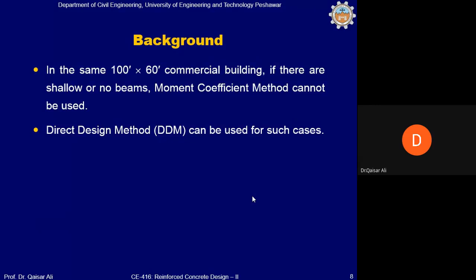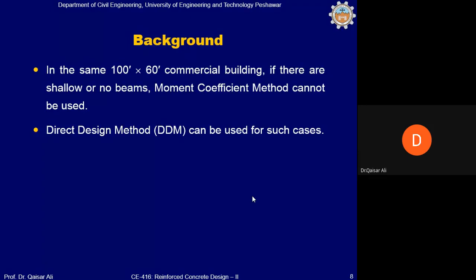The ACI code strongly recommends that the designers use the more rigorous method of analysis, such as finite element method of analysis using software such as SAP2000, ETABS, or other commercially available software. However, the ACI code also permits the use of alternate methods of analysis for verification, or if the software is not accessible to a designer, then these methods can be used as the main method of analysis.